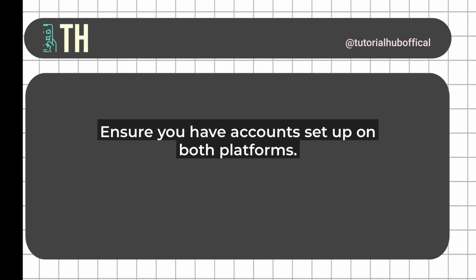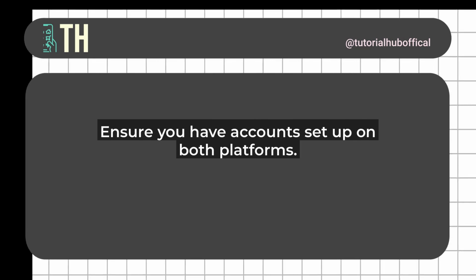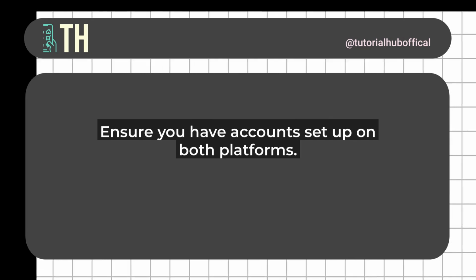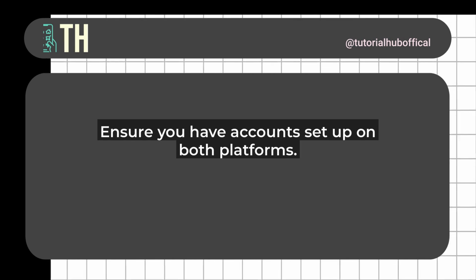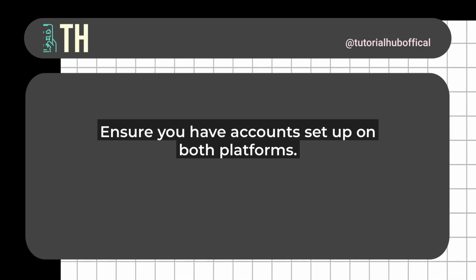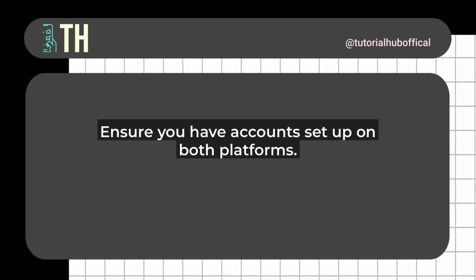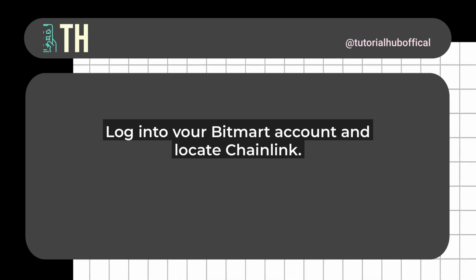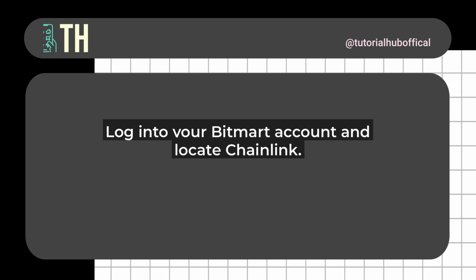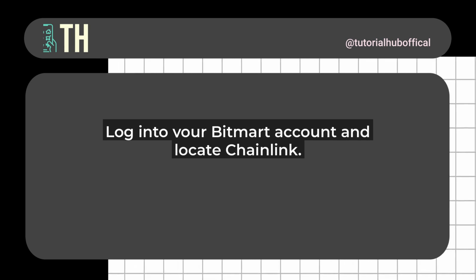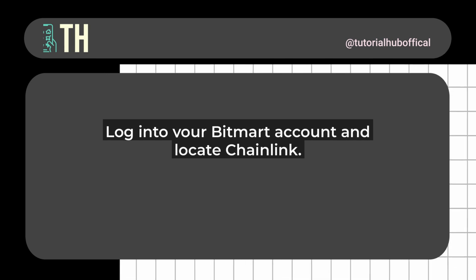First off, before we get started, make sure you have a few things ready. You'll need an active account on Bitmart with some Chainlink tokens, and Trust Wallet installed on your phone or device. Also, double-check your Trust Wallet address. Crypto transfers are permanent, so accuracy is key to avoid any headaches. Alright, let's jump into the steps.